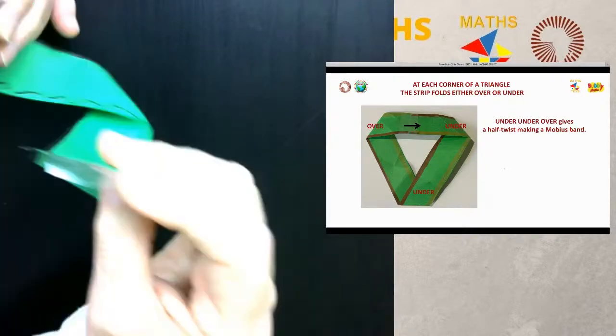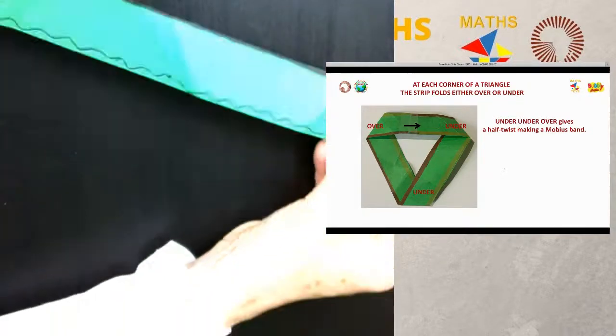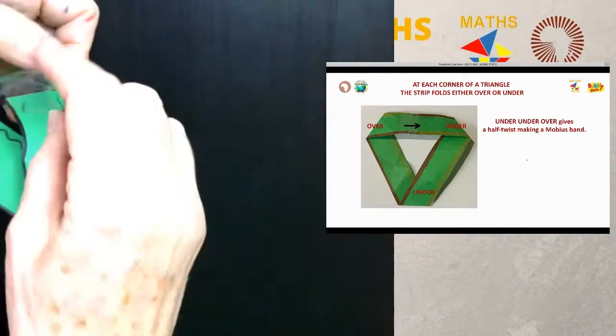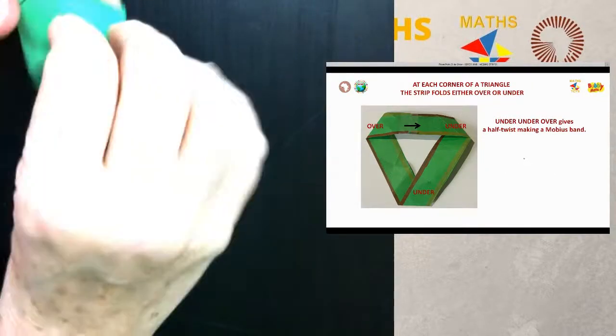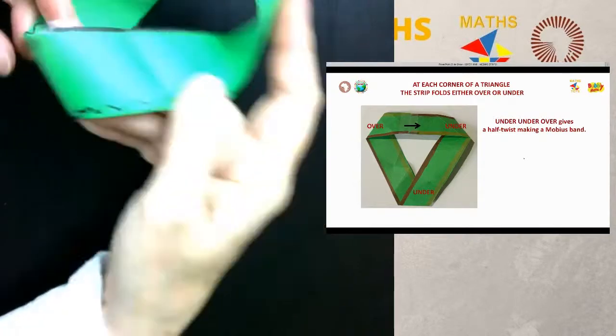I'm just going to show you. That's how it started. Straight line on one edge and curvy on the other. And we ended up with a half twist and the curvy joined the straight and the straight joined the curvy.